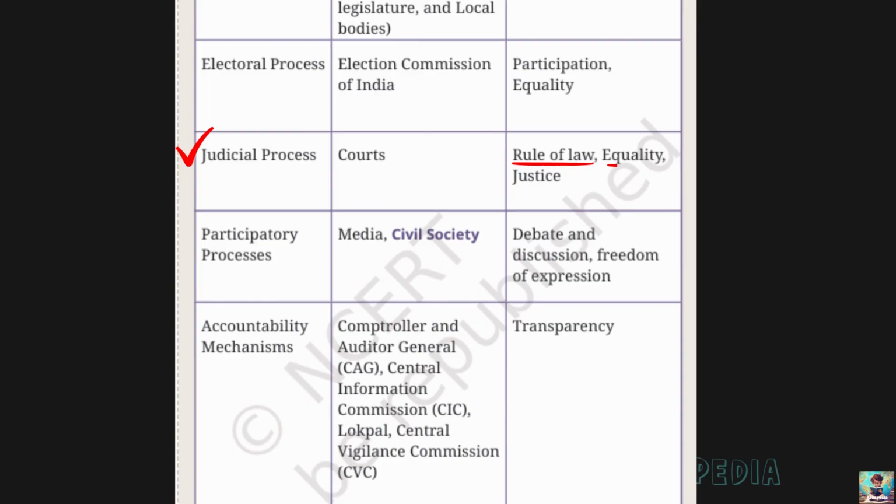Courts also help protect equality and justice. Next is the participatory processes. Democracy does not mean that people participate only during elections. People can also take part by discussing issues, expressing their opinions, and raising their concerns. The media and civil society support this kind of participation.